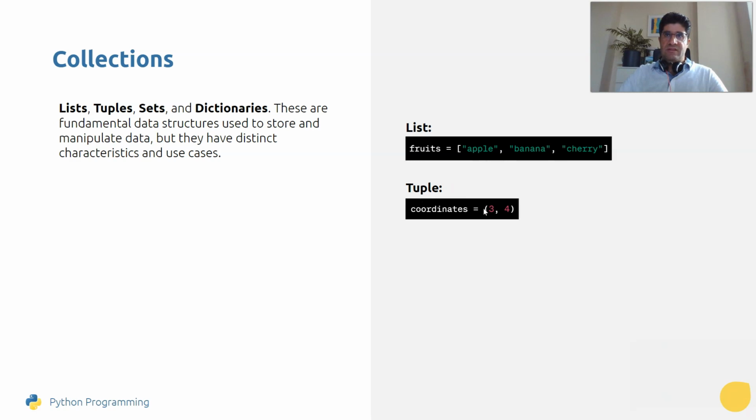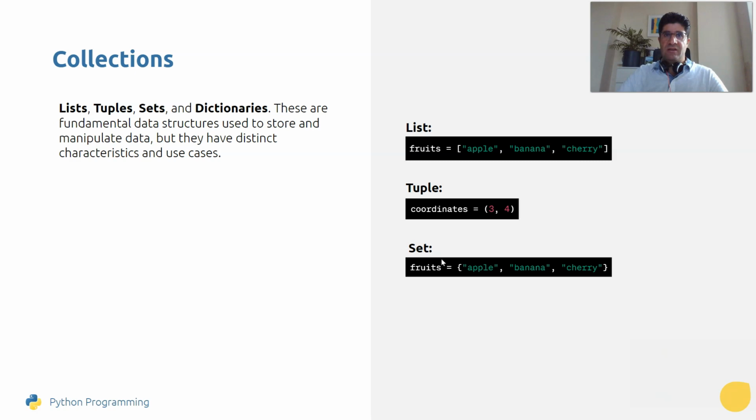Tuple. Instead of square brackets, if you put the values inside parentheses, we are creating a tuple. For example, for coordinates. When you are using GPS, we have coordinates, and each coordinate has 2 values that we put inside the parentheses.